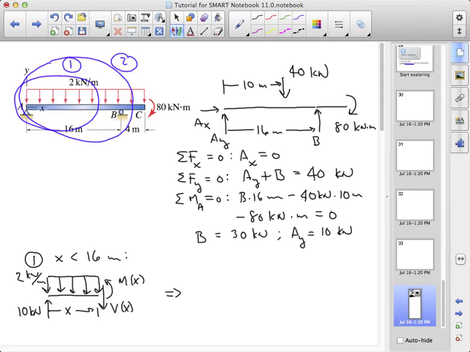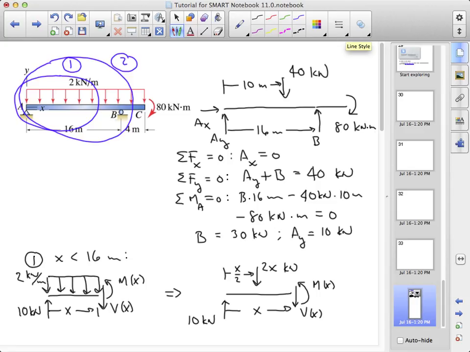Now that I've made the cut, I can replace my distributed load with its resultant at its effective center. The distributed load is uniform and equal to 2 kilonewtons per meter. Over a distance of x meters, its resultant is 2x kilonewtons, and because it's uniform, its center is halfway between the ends, or x over 2 from A. 2 kilonewton per meter times x meters gives us 2x kilonewtons, and its center is x over 2 from A.